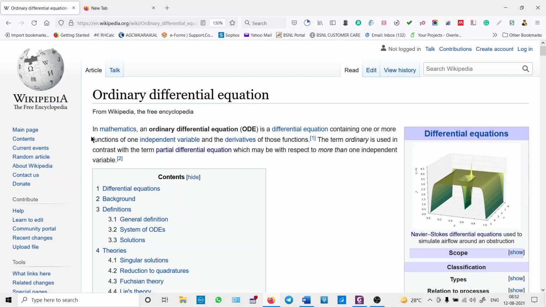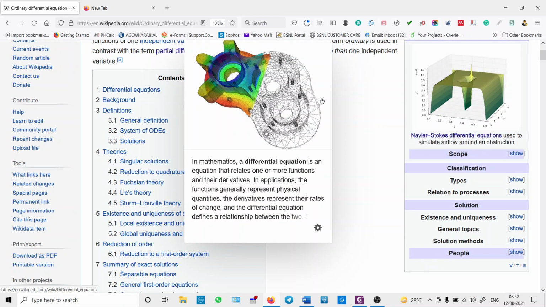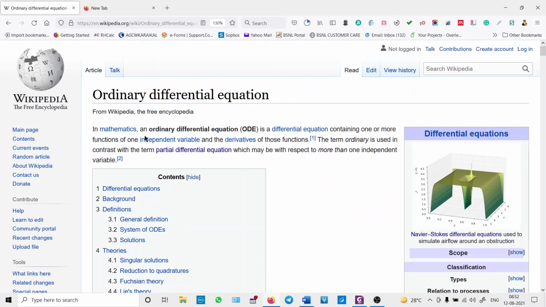See here, what is an ordinary differential equation? In mathematics, an ordinary differential equation is a differential equation. Differential equation means the terms contain the differential coefficients. In mathematics, a differential equation is an equation that relates one or more functions and its derivatives. That is called a differential equation. So, an ordinary differential equation is a differential equation containing one or more functions of one independent variable and the derivatives of those functions.